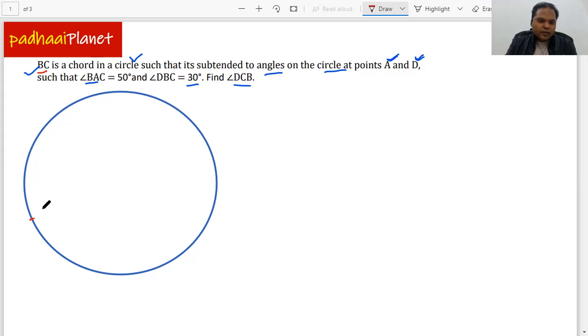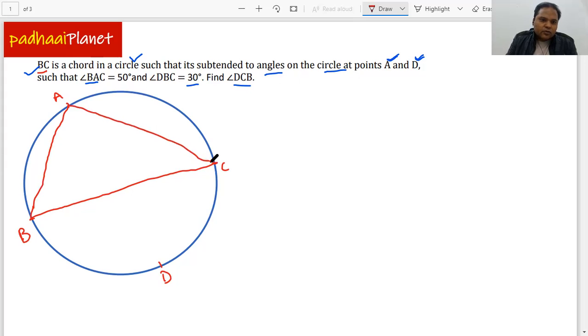So let's first make B and C a chord of the circle. So we have connected B and C, and that's the chord. Now, what they are saying is that this chord is making two angles, at point A, suppose this is A, and then this is, say, D. Such that angle BAC. So let's connect B with C. Yeah, this is how I have connected, and A with C. So they are saying angle BAC, this one, is 50 degrees, right?